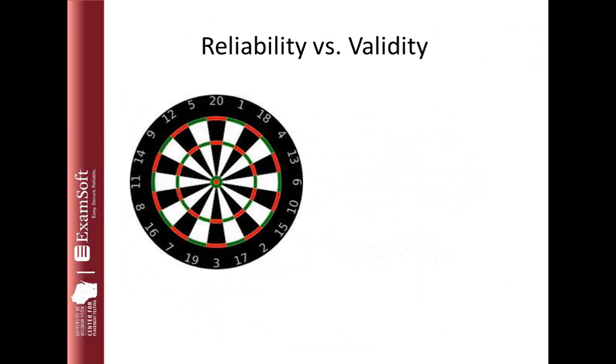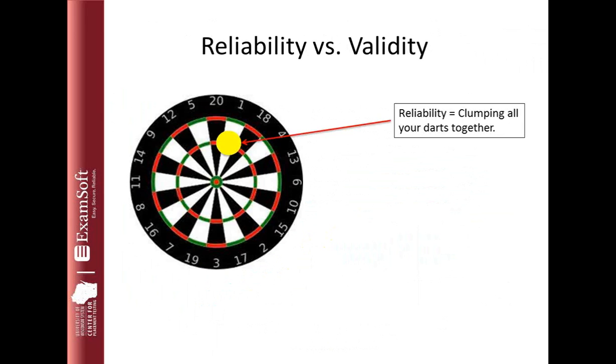So let's think of a game of darts here. If I get up there and I throw my 3 darts and I clump them all together, but I just happen to hit the 1, that's reliability. Being able to consistently throw 3 darts and clump them all in the same spot on the dartboard. Validity then is hitting the bullseye, hitting your intended target, measuring what it is that you want to measure.